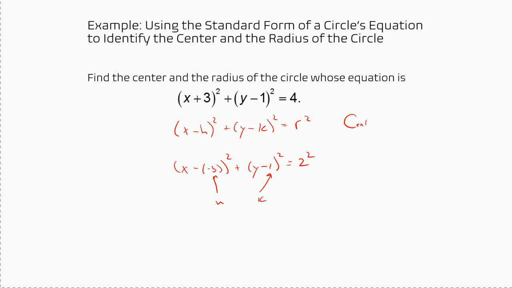So the center is that point (h, k), and it's -3, 1. And here the radius is r, so it's r squared, so this is 2 squared, so the radius here is 2. All right.